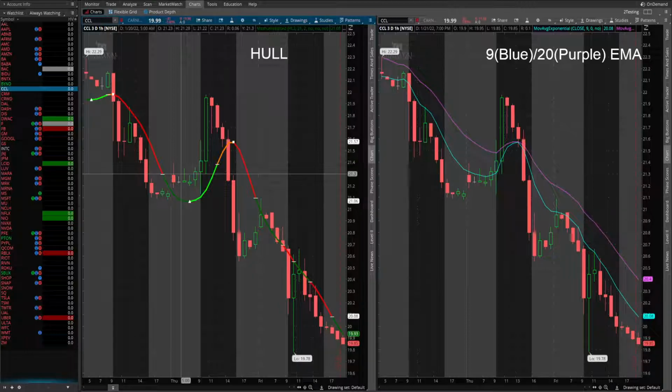Now, besides that, you can use it just like any other moving average, and by that I mean you could actually use it as a support and resistance line itself. So for this example, we can see CCL is actually rejecting off of the moving average here, and just like on EMA, it's happening there.